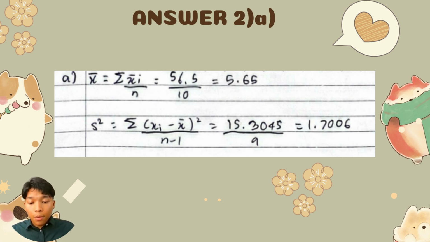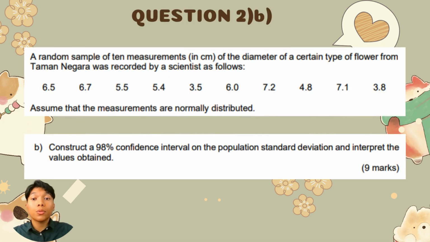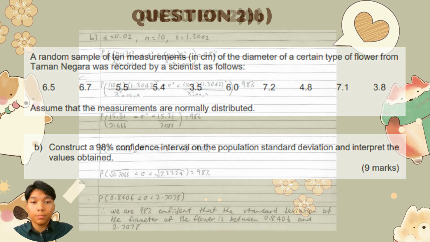We can do the same for population variance, which is the summation of xi minus x bar all to the power of 2 over n minus 1, which would then equal 15.3045 over 9, which would then equal 1.7006. Moving on to question 2b. This is the given question for question 2b.